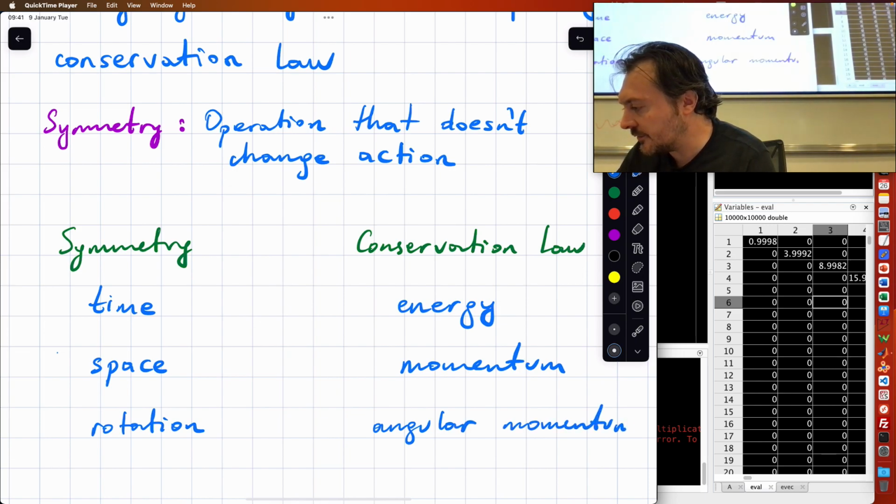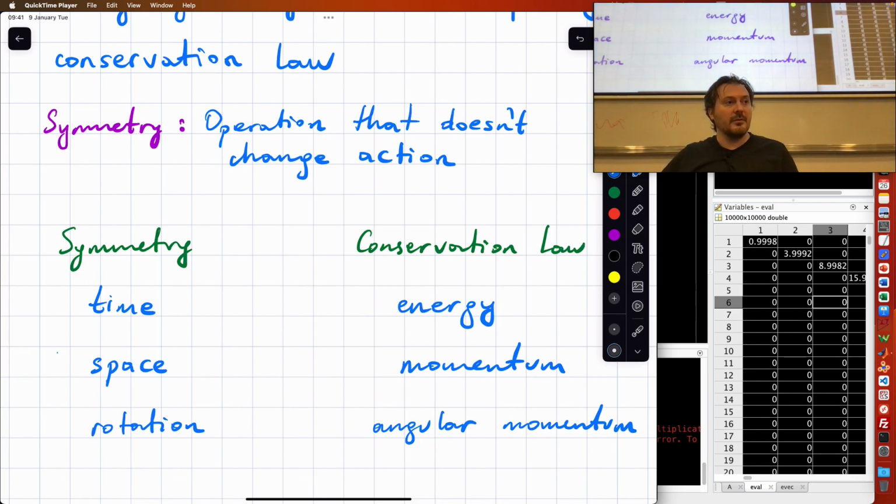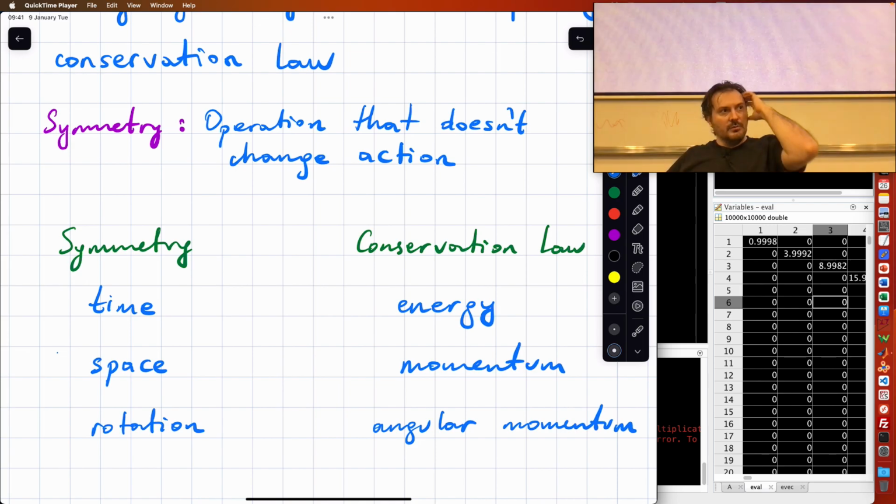These are the kinds of things that I ask in the exams, like fill in the blanks. We have symmetry in time, what is conserved, etc. What about conservation of charge? That's because of the gauge invariance, right?